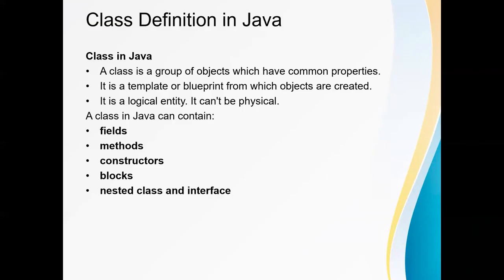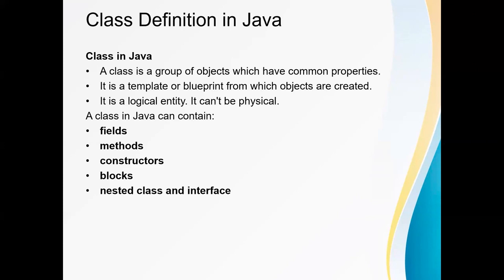Department means department ID, department name, like that we will do. That is department. So what is the definition of a class? A group of objects having common properties is called a class. You can also say it's a blueprint in which objects are created.